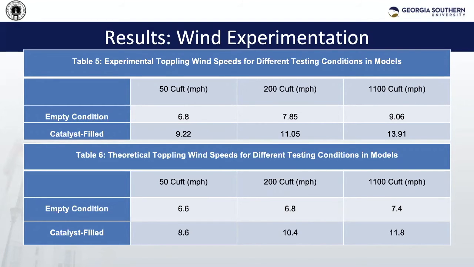Analysis here shows that the added mass in the catalyst-filled tests increases the structural stability of the pressure vessel models greatly and allows it to take more wind loading before toppling would occur. The theoretical and experimental values both agree with that.